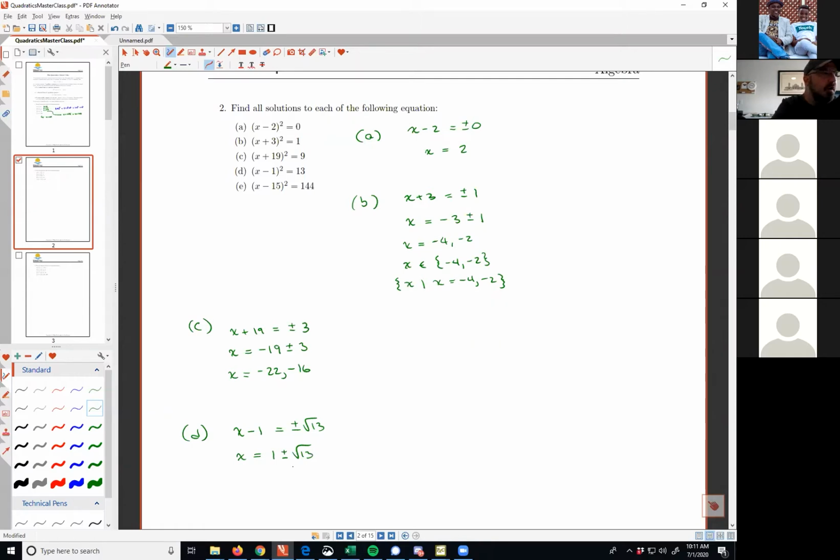Okay, and now part E. X minus 15 equals plus or minus 12. So x is equal to 15 plus or minus 12, which is then x equals 27 or 3. Okay. So even when it's not just x squared on one side, if we can take the square root, we win, right? So take the square root. That's our goal.